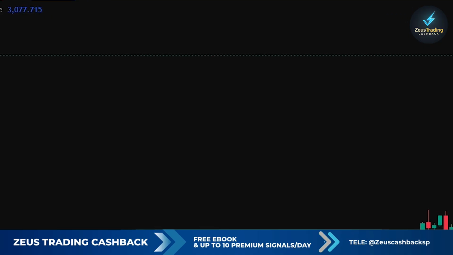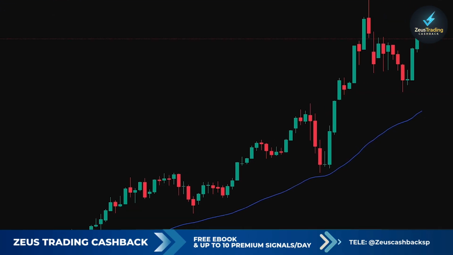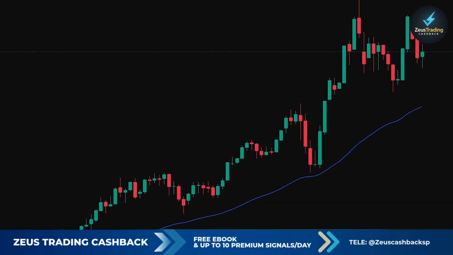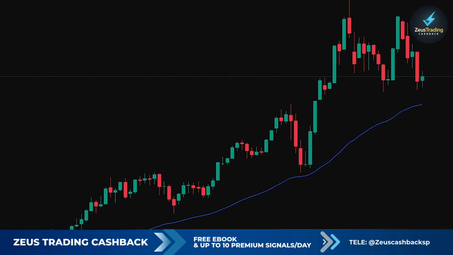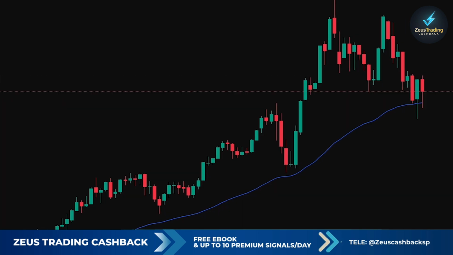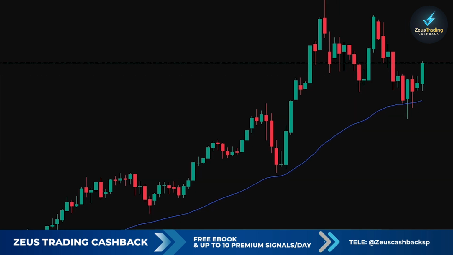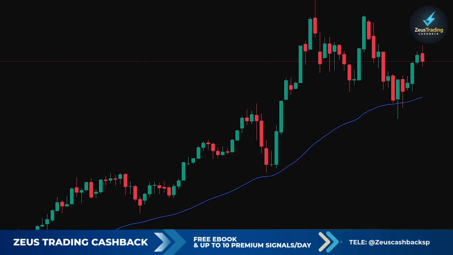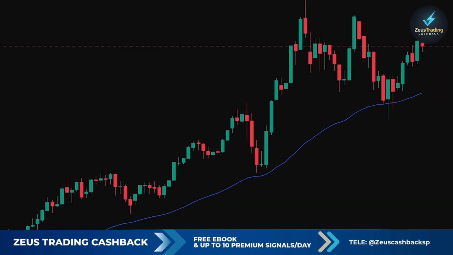That's where EMA, the exponential moving average, comes in. EMA tells the story of trend direction. When price stays above the EMA, buyers dominate. When it's below, sellers are in control. It helps you avoid trading against the main flow.